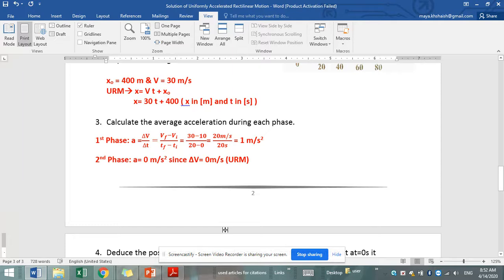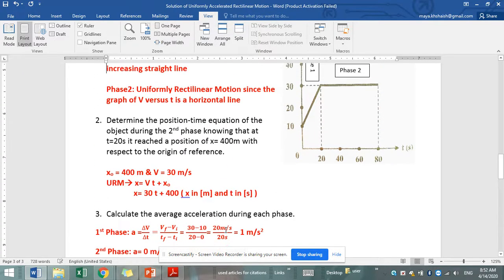Calculate the average acceleration during each phase. In the first phase, the average acceleration, meaning we have to consider the initial instant of this phase and its final instant. The initial instant at t equal 0. Final instant at t equal 20 seconds. The difference in the speed is 30 minus 10, the final one minus the initial, over the final instant minus the initial instant. All in the SI unit, 30 minus 10 over 20 minus 0. 20 meter per second over 20 seconds is 1 meter per second square.